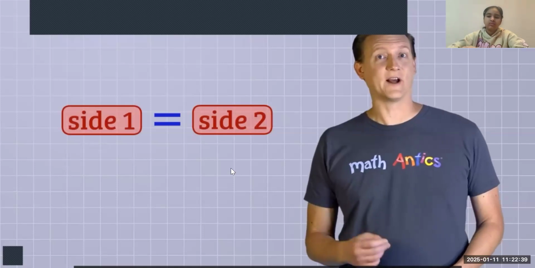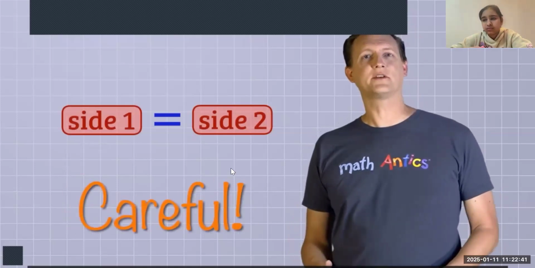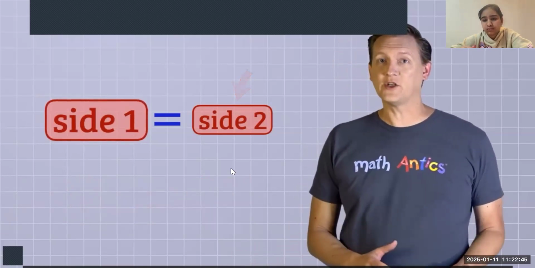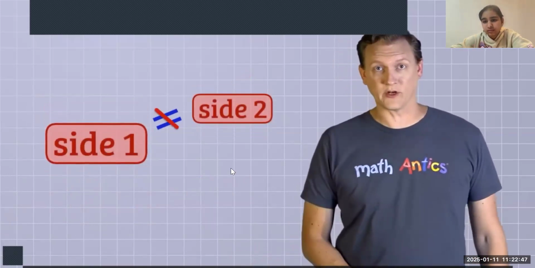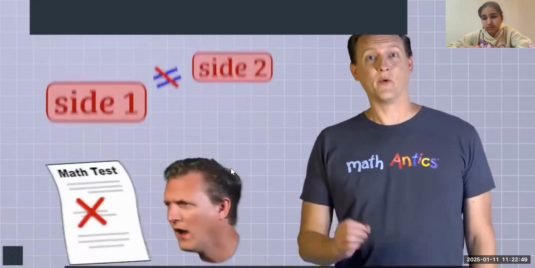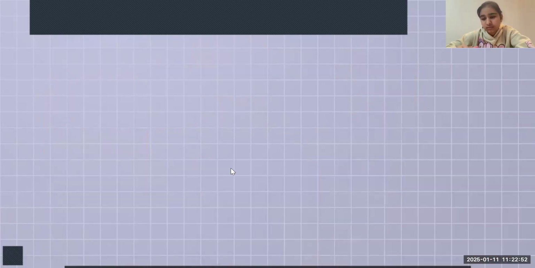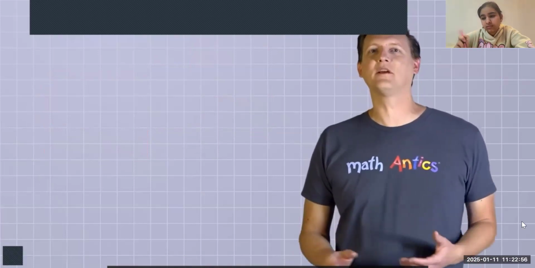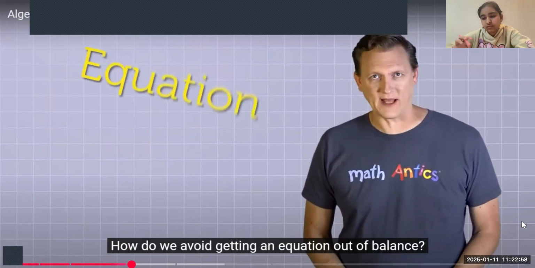rearranging them, if we're not careful, we might do something that would change one side more than the other. That would make the equation get out of balance and it wouldn't be true anymore. And if that happens, we won't get the right answer when we solve it. Oops. That sounds pretty bad, huh? So how do we avoid that? How do we avoid getting an equation out of balance?